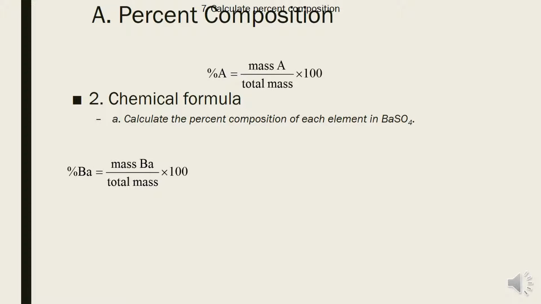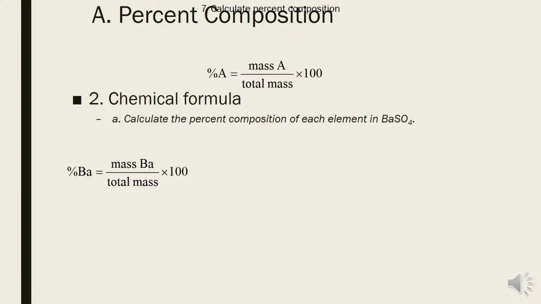If I'm going to find the percent composition of the barium, we'll just start there because that's the first element that's listed. I'm going to take the mass that's barium divided by the total mass times 100. Now you might be wondering, where are we going to get these masses? We have no masses to work with here in the problem.